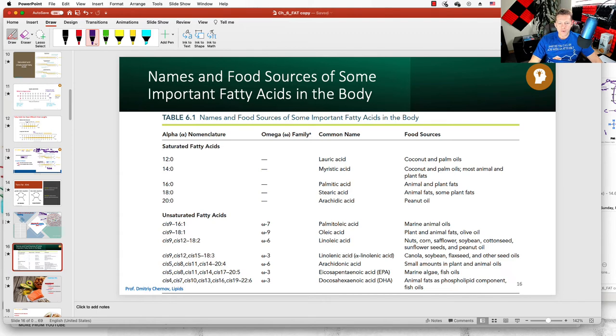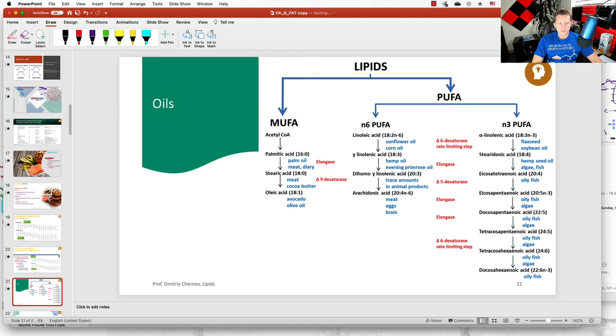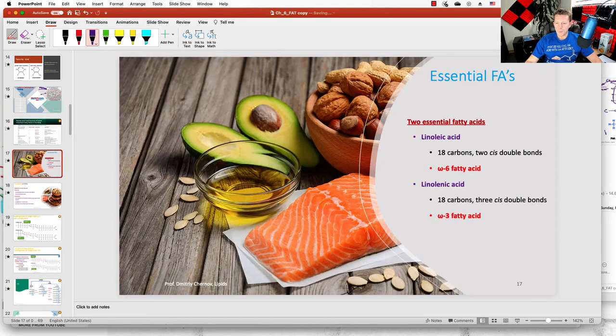Names and food sources of some important fatty acids. Yes, let's skip that. Remember, this is just general knowledge. Sometimes I stop because general knowledge will only strengthen your understanding, but usually I'm skipping on that. So there are also other types of fats, linoleic and linolenic.